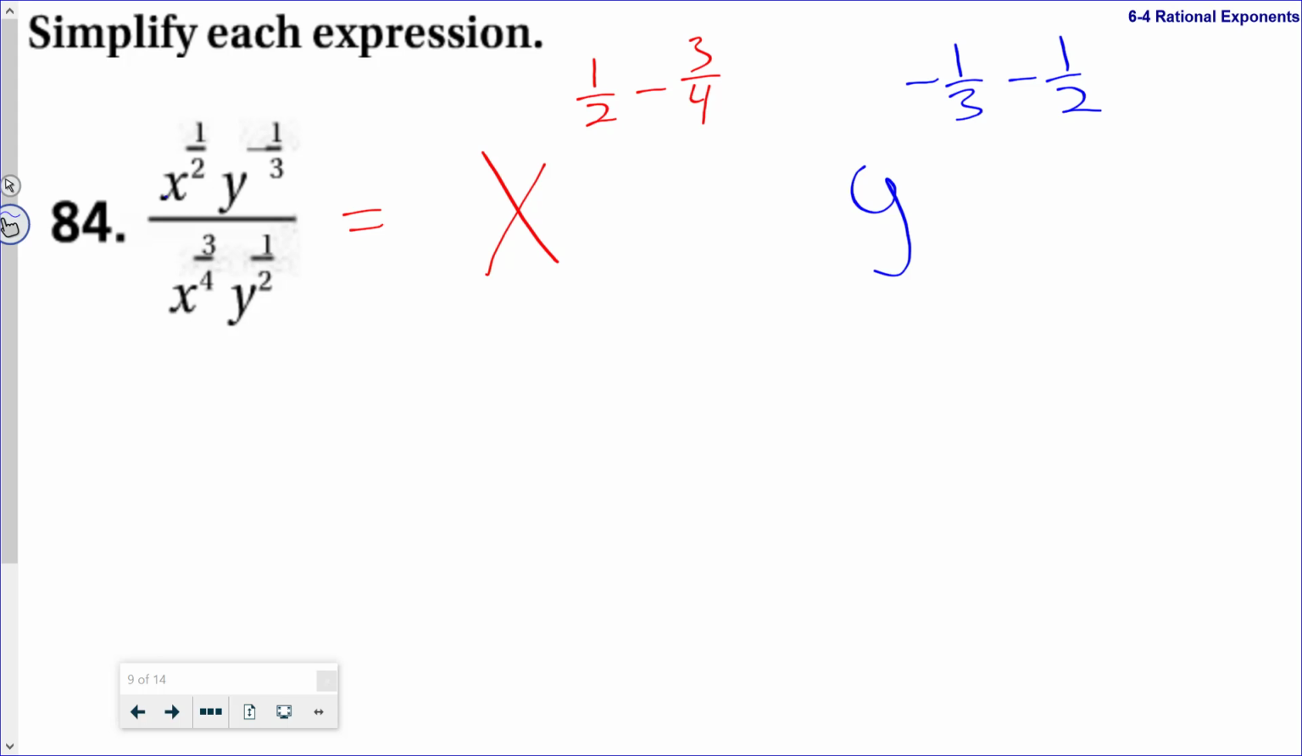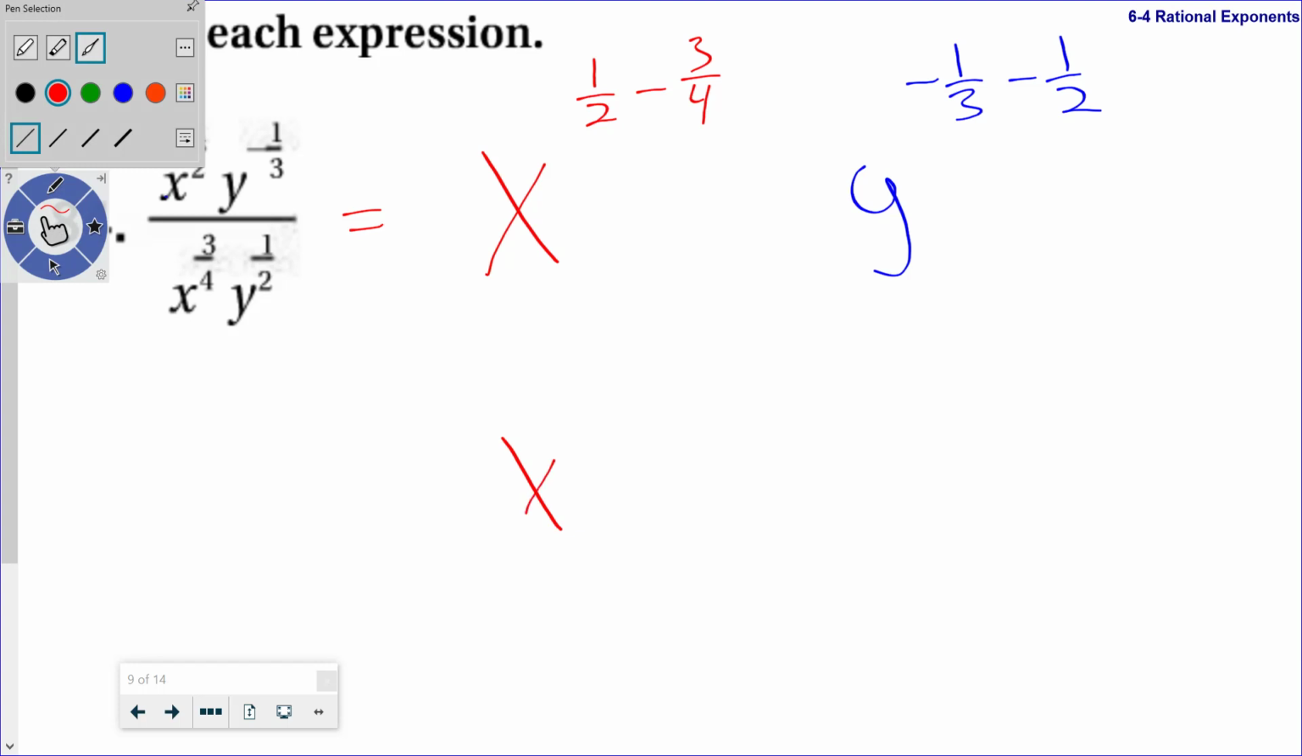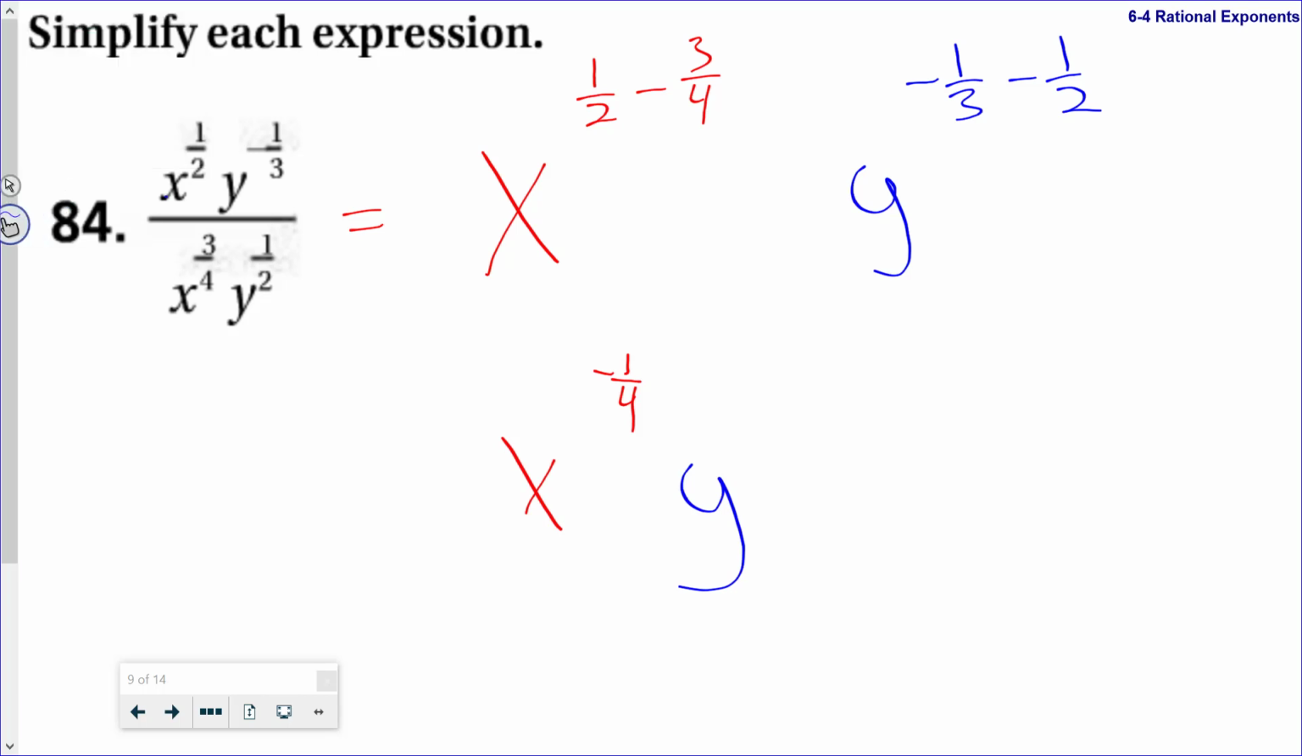Madison, do you have the simplified? For x, it's negative 1/4? All right. So we have x to the negative 1/4 power. And how about y? Did you get that one yet? No, not yet. Did anyone get the y? Negative 5/6. Negative 5 over 6. All right.